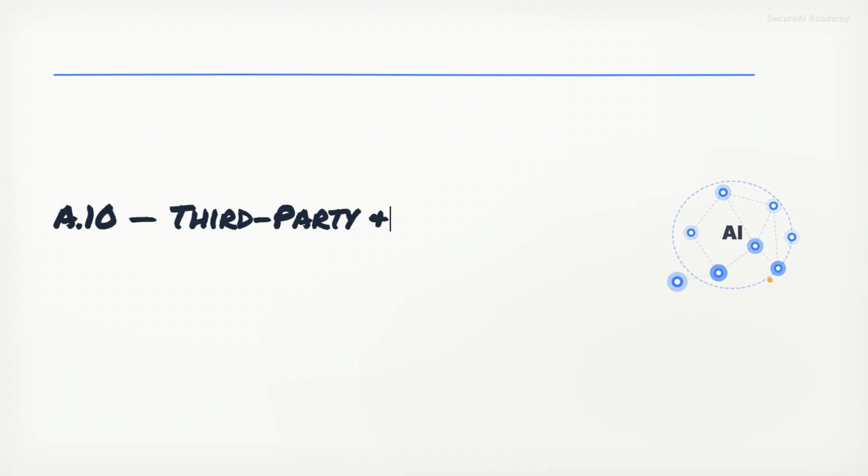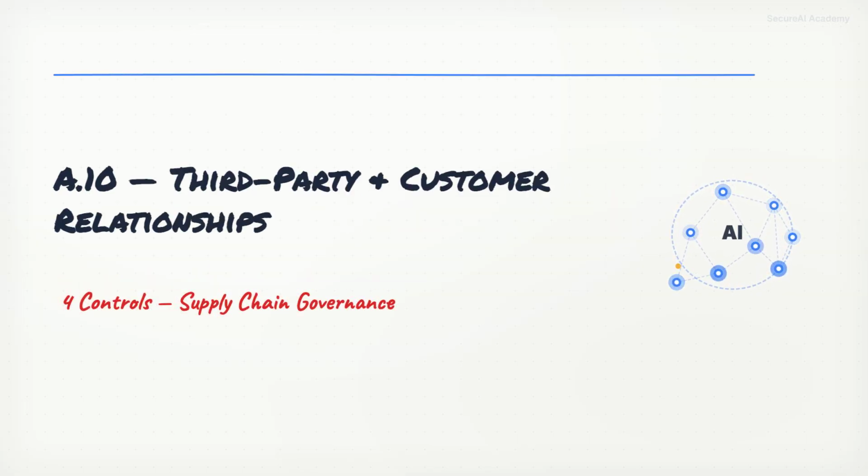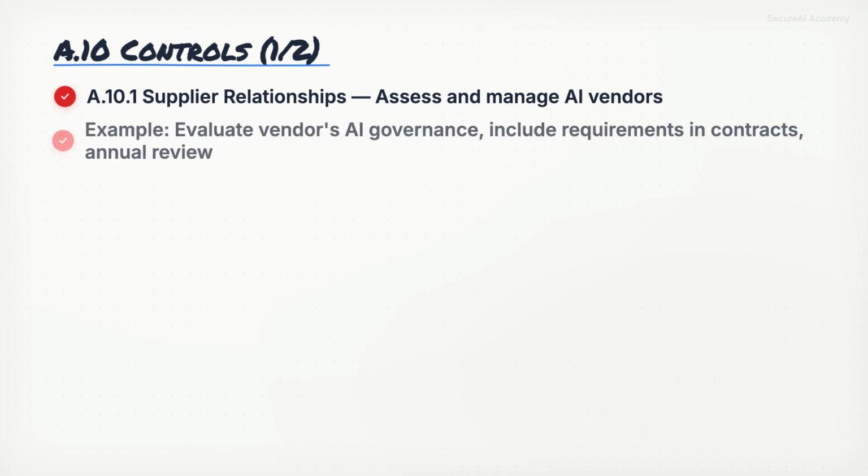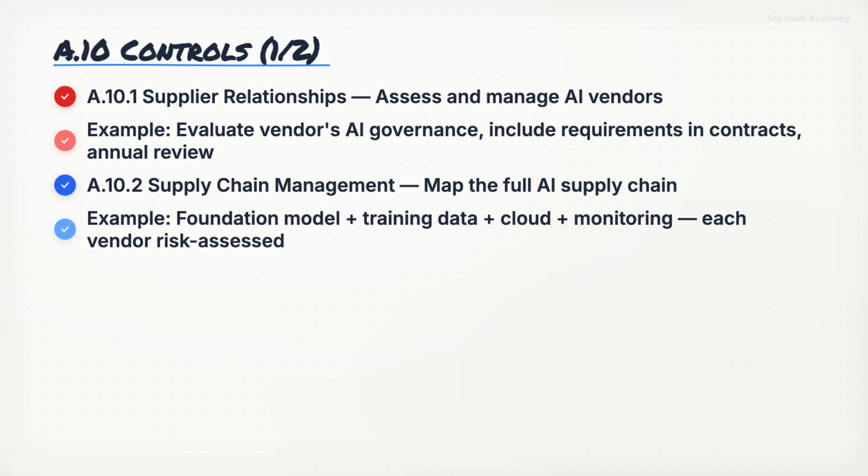Domain A.10 governs your AI supply chain, managing suppliers, assessing their claims, and providing AI components responsibly. 4 controls. Control 1. Supplier relationships. Manage AI suppliers and their risks. Example: a logistics company using a third-party route optimization AI evaluates the supplier. Do they have ISO 42001 certification? What bias testing do they perform? How do they handle model updates? The company includes AI governance requirements in the vendor contract and conducts annual supplier assessment.